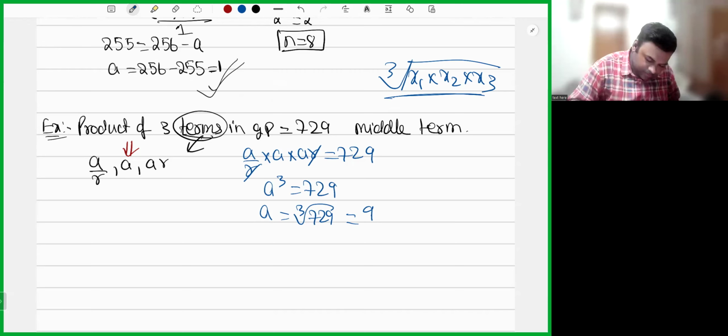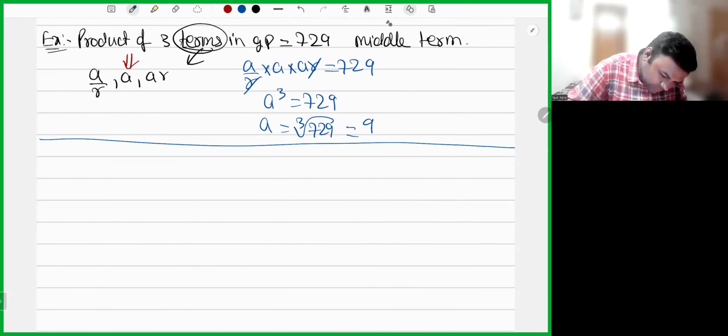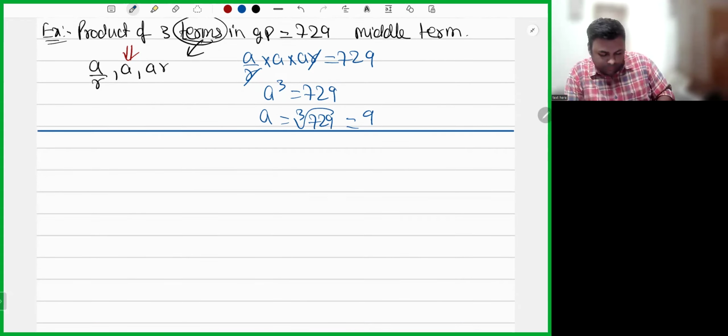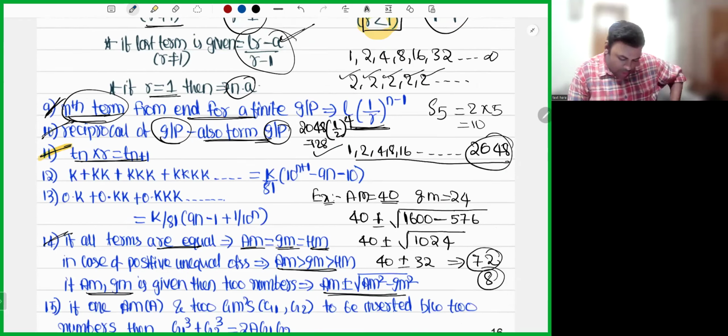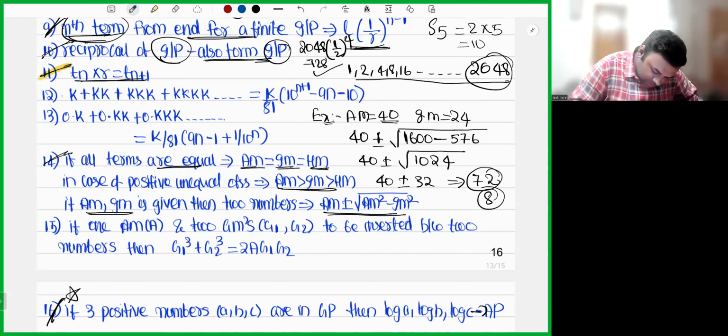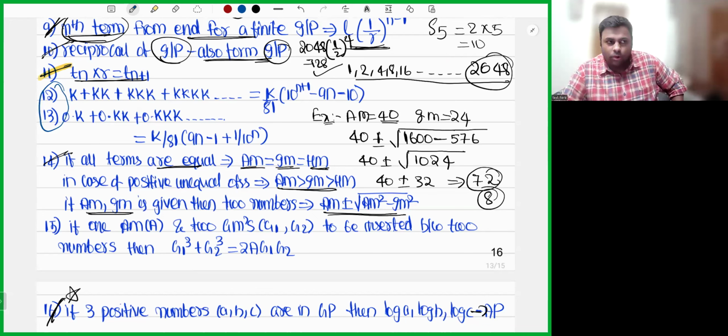Next. Now, what is this 12th and 13th? K plus KK plus KKK plus KKKK, and so on. How will you get this? Okay, see, these are not that important. He has asked 1 to 2 times in the examination.